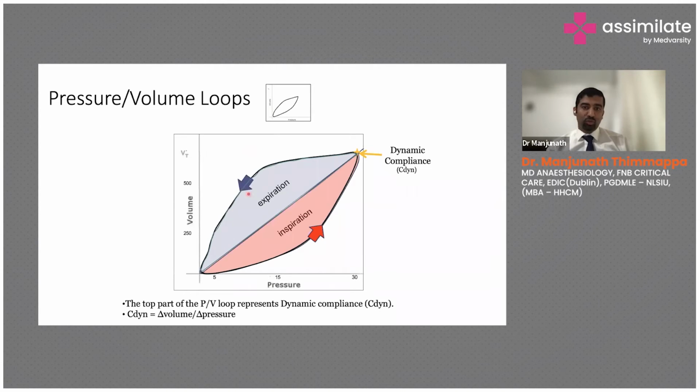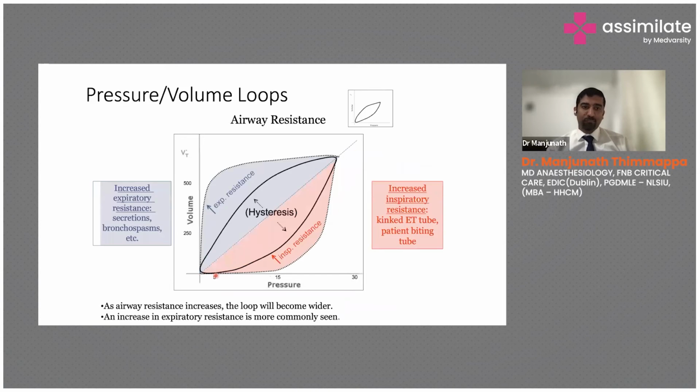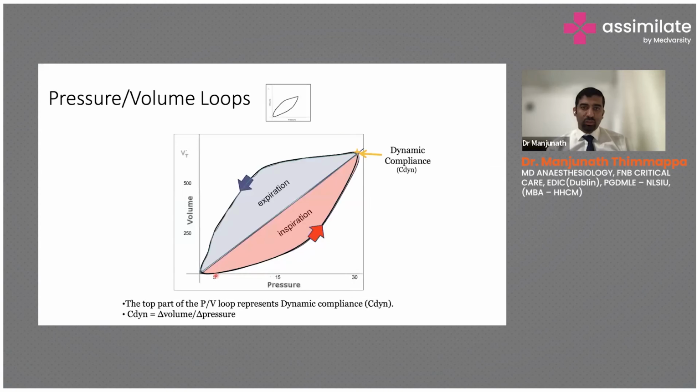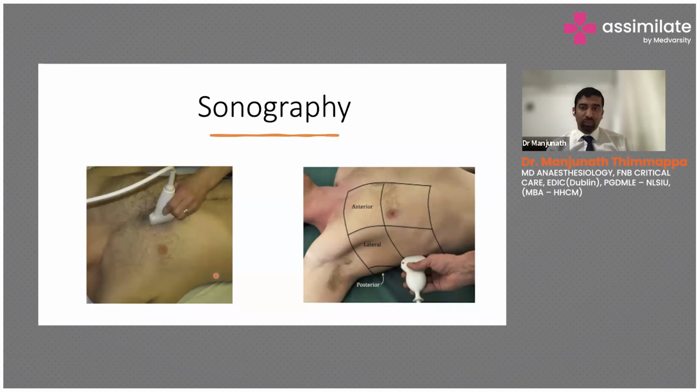The pressure-volume loop is all about inspiration and expiration. If you find any changes, for example if it is not reaching the baseline, it can be because of a leak or bronchospasm and so on. After all this, we'll go to monitoring and assessment, and sonography.